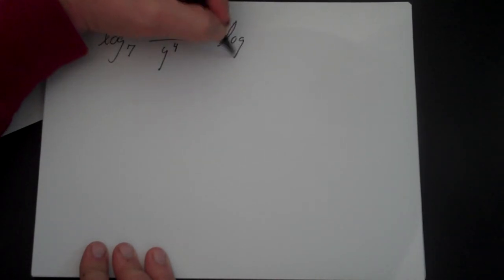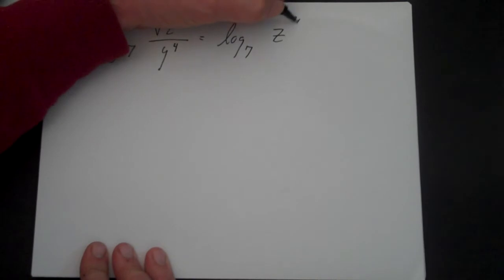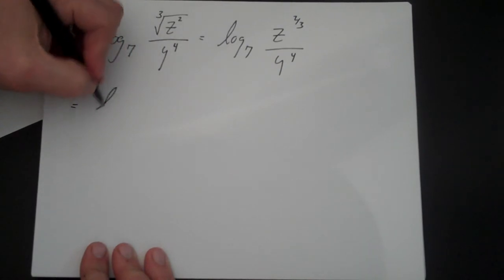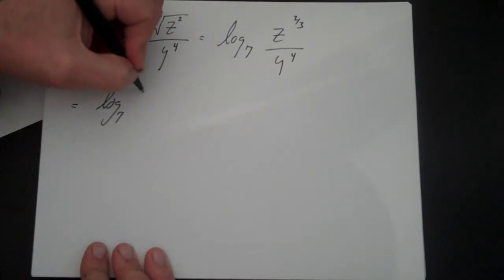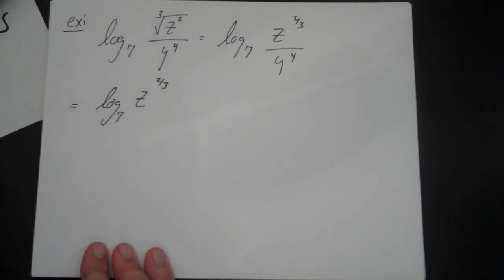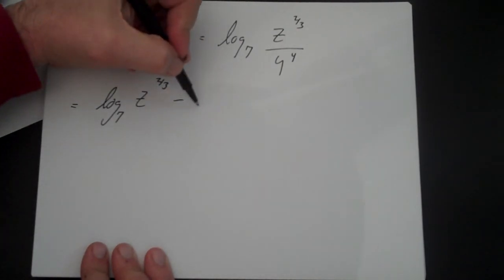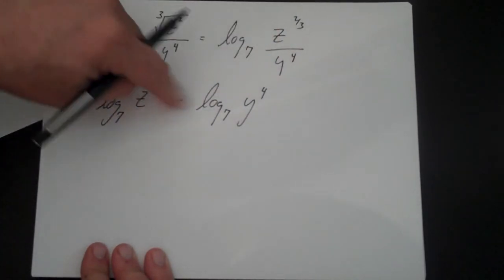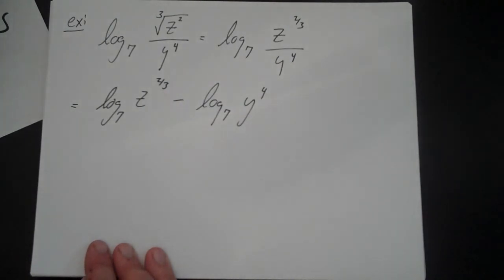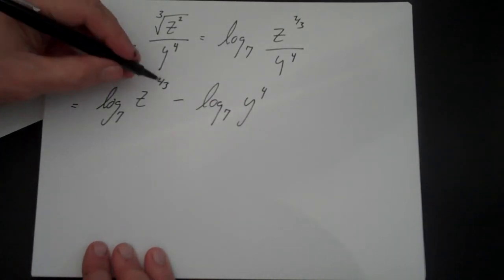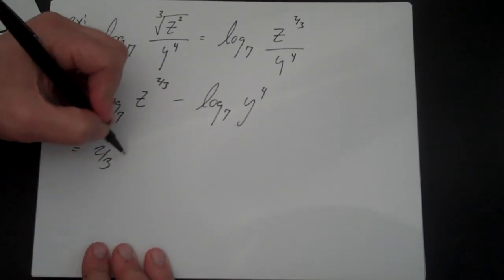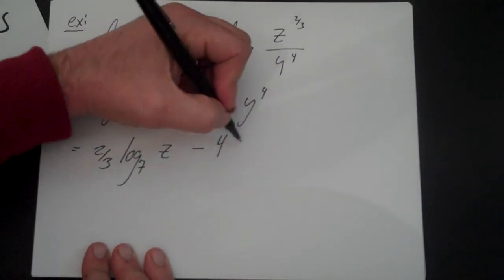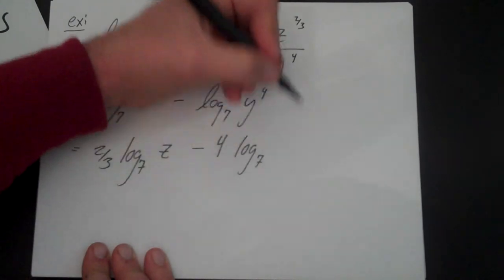So that's log base 7 of z to the 2/3 over y to the 4th, and I'm going to start from there. The division bar I do first, so that's log base 7 of z to the 2/3 minus log base 7 of y to the 4th. Why the minus? Because it's division. Division equates to subtraction. I don't have any multiplication here, but I do have power, so I'll bring that in front. So that's going to be 2/3 log base 7 of z minus 4 times log base 7 of y.